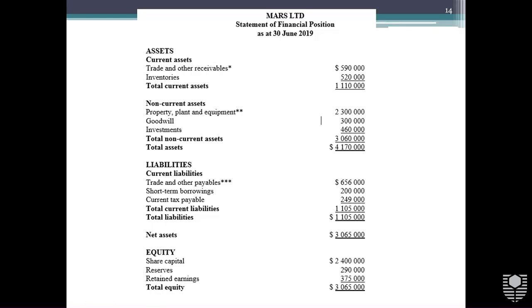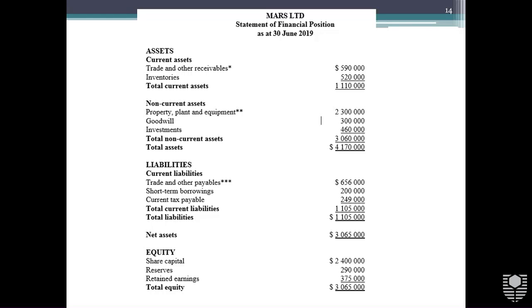We've got investments there of 460,000. So we've got long-term investments, so they are non-current assets. Add up your non-current assets, 3,060,000. Add your total non-current plus your total current, gives you total assets of 4,170,000. All right, pretty straightforward.